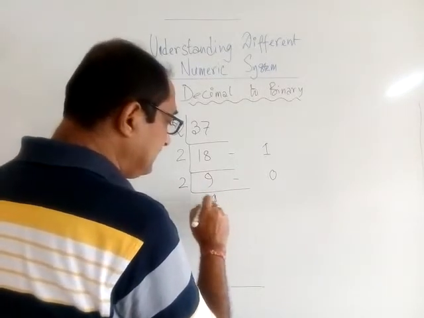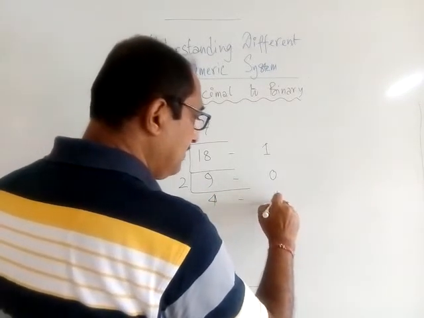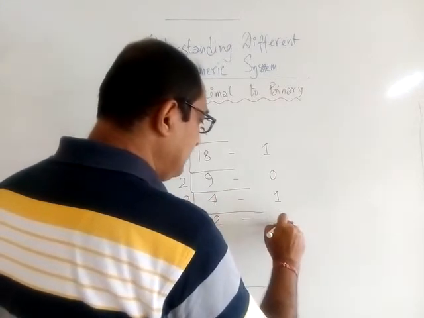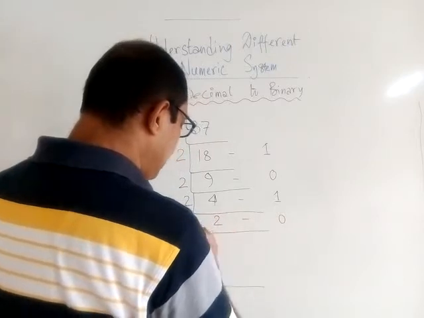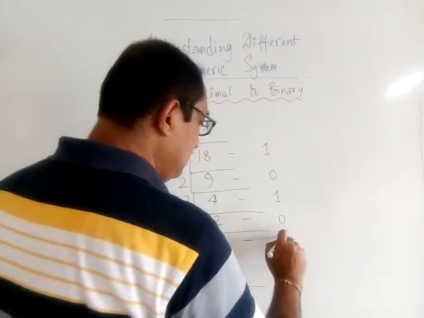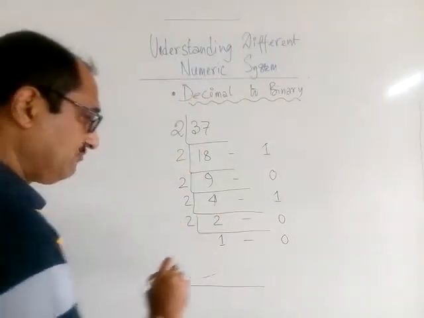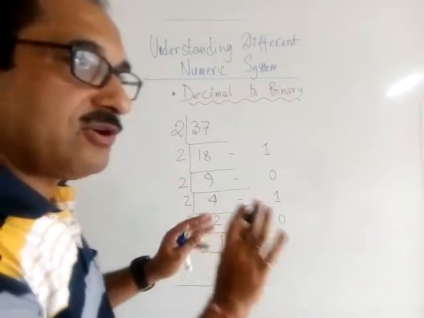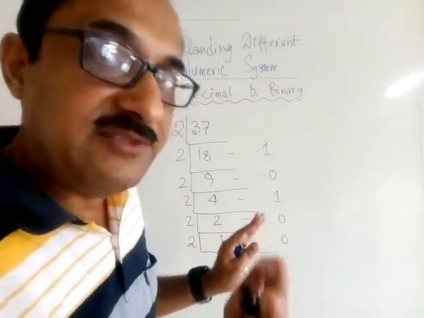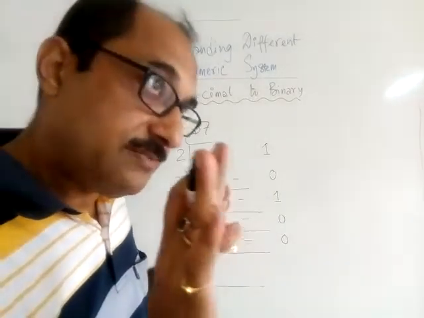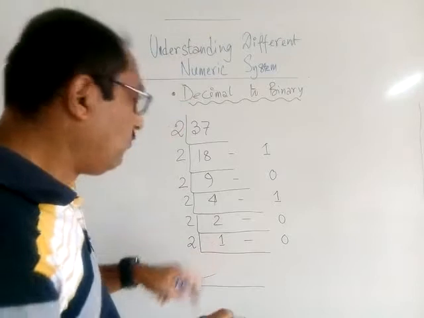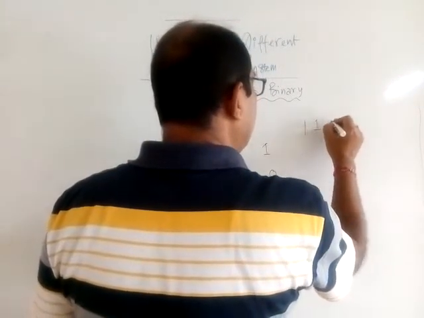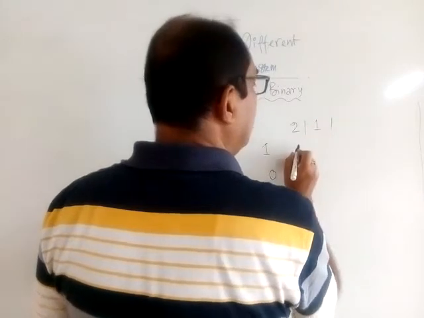2 4s are 8, remainder will be 1. Write 1. 2 2s are 4, remainder is 0. And 2 1s are 2, remainder is 0. Now, if I divide 1 by 2, what will happen? We are not talking about a decimal point division here. Don't misunderstand, it's a pure integer division. I am trying to divide 1 by 2. Can I divide 1 by 2? I cannot divide 1 by 2.